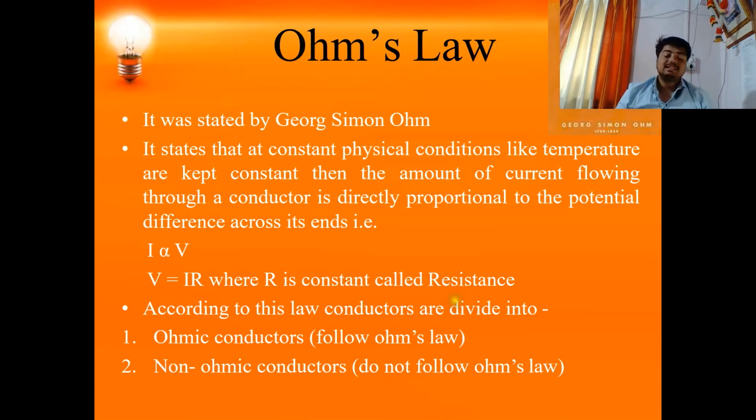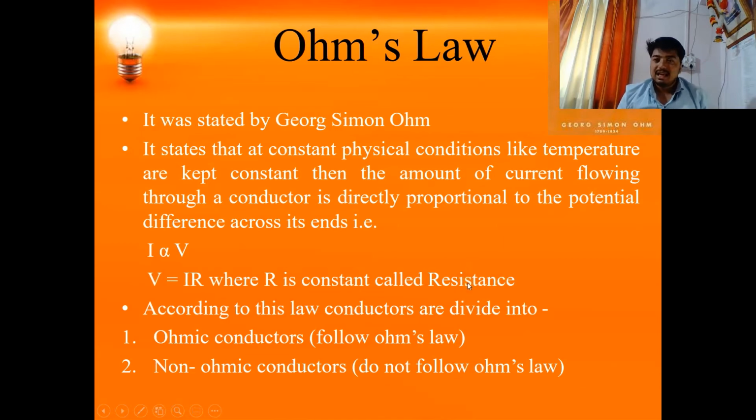That is, it states I is proportional to V. Current is proportional to voltage. If voltage increases, current increases. If voltage decreases, current decreases. Hence, to get the proportionality constant, we take the value R, that is resistance. Hence the formula becomes V is equal to IR, where R stands for resistance.